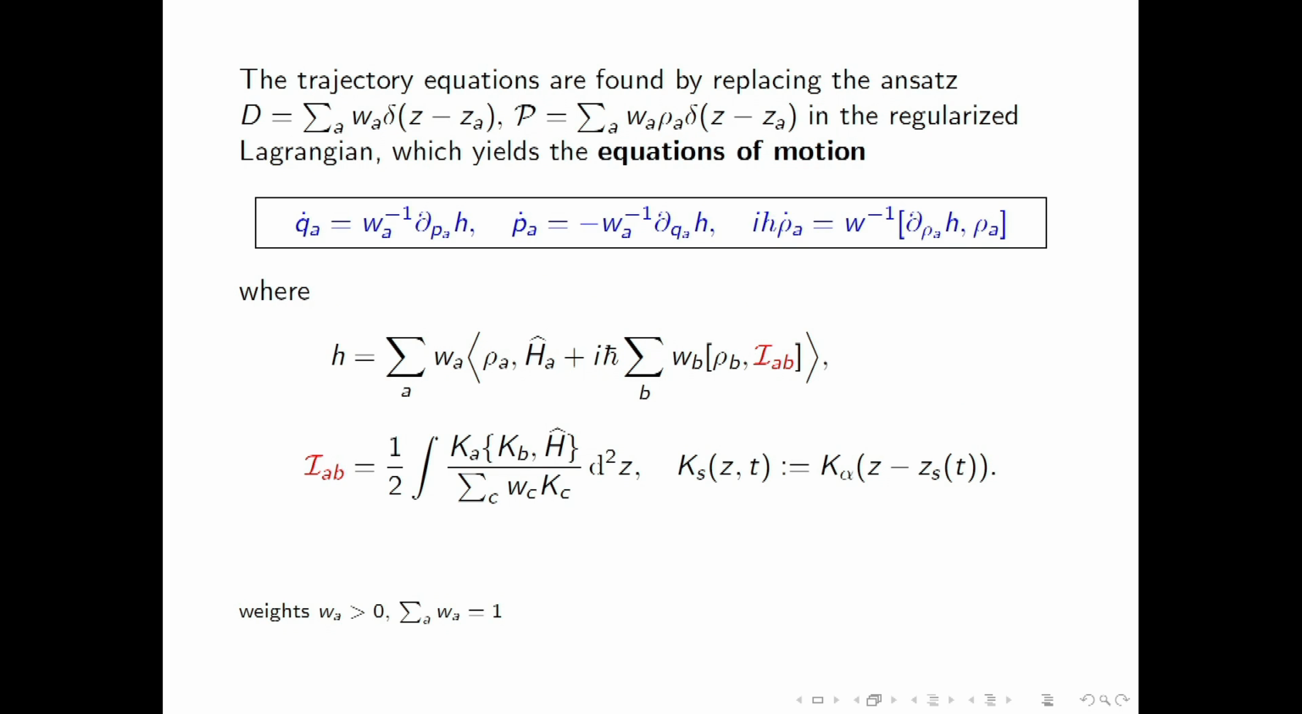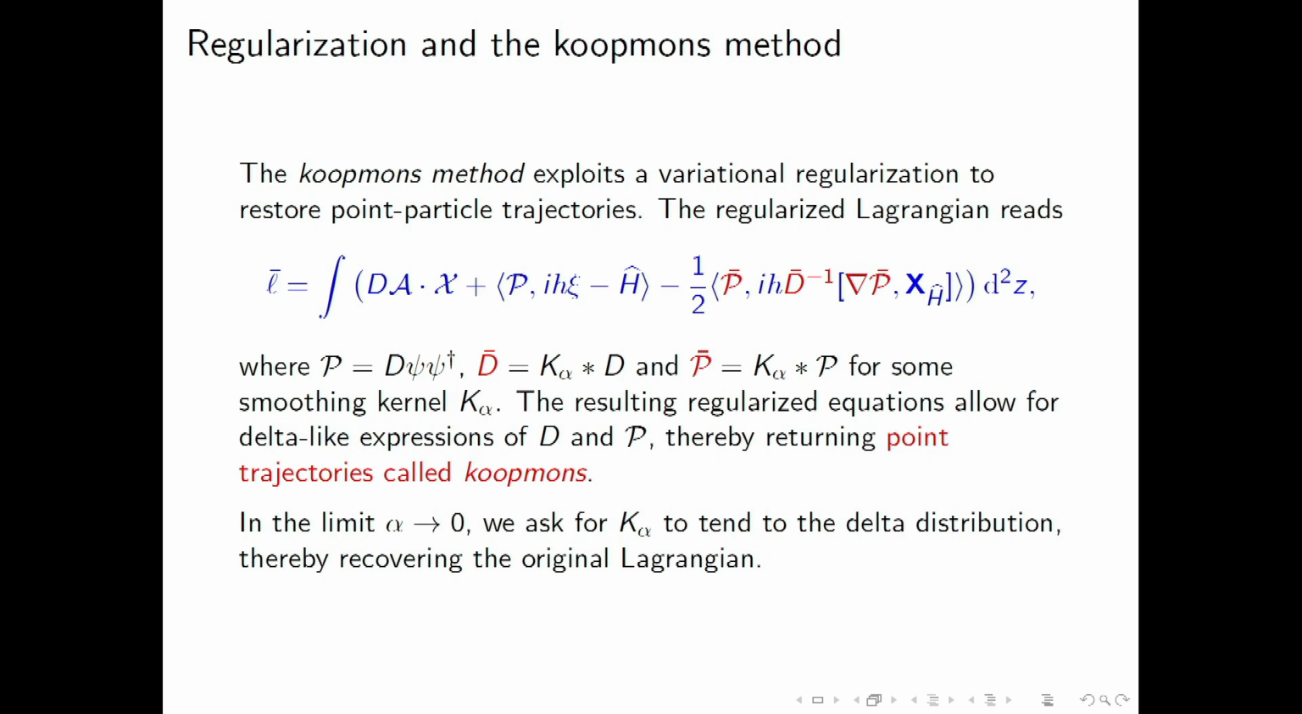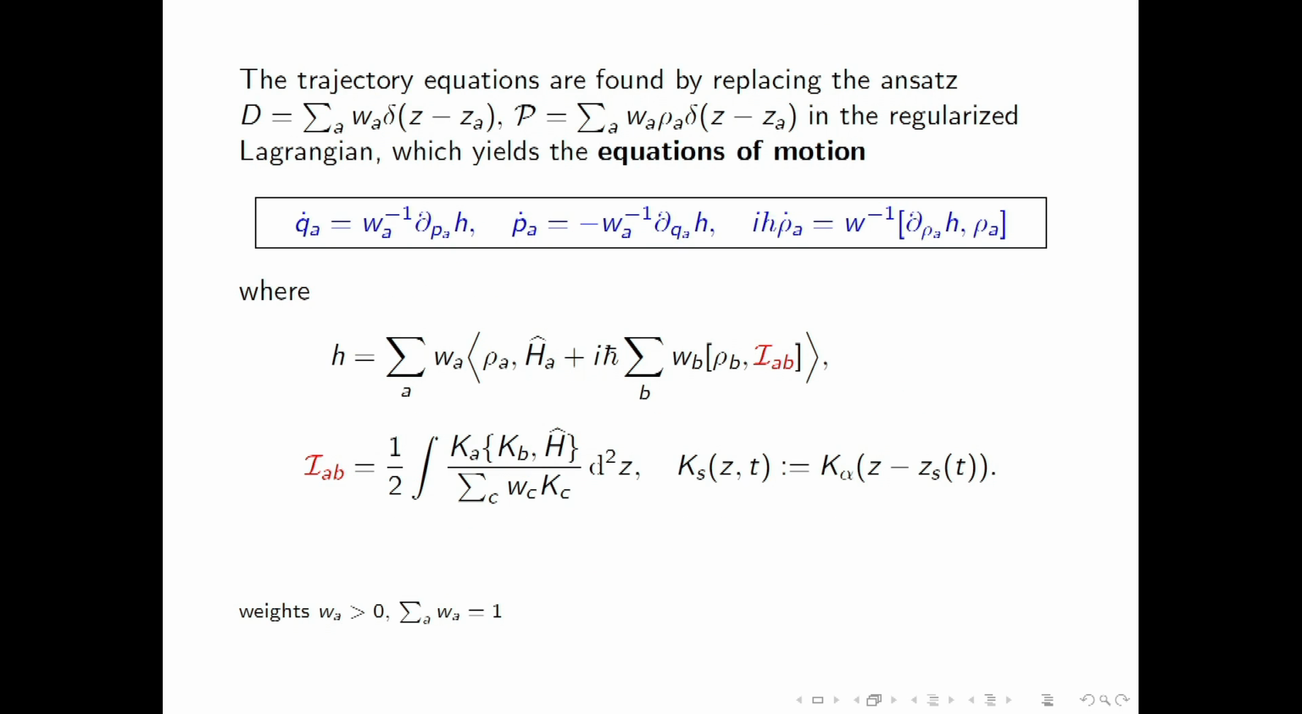The corresponding trajectory equations for the Koopmans method are found by replacing the ansatz, so these combs of delta functions, in the regularized Lagrangian here. And eventually we find this set of equations. So it's a rescaled Hamiltonian system for Q and P. We have this equation for the density matrix, and we have this Hamiltonian functional H, which is given here. So it comes with a mean field term and then an H bar correction.